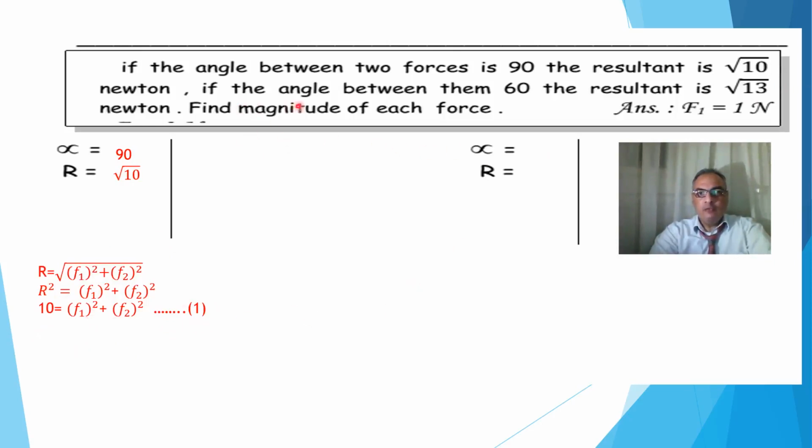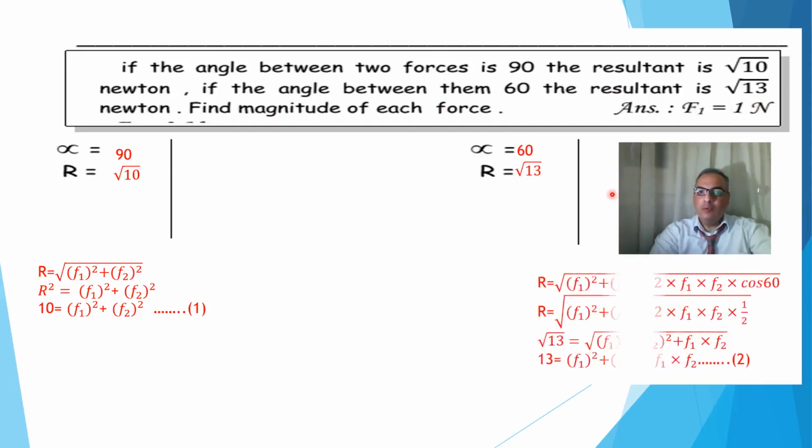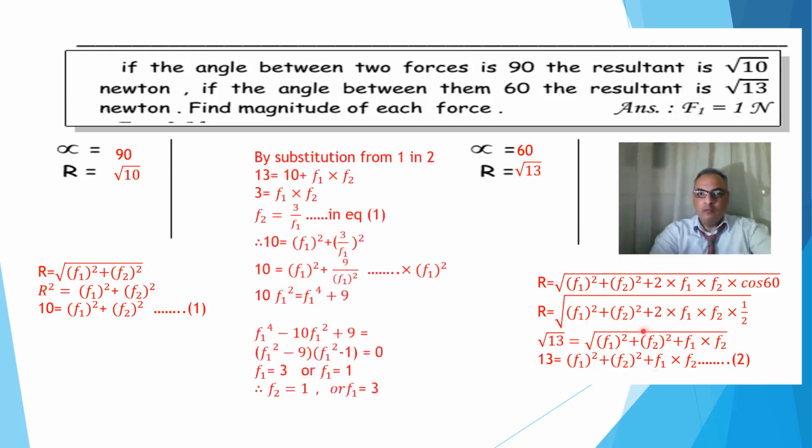Second case, if the angle between two forces is 60, the resultant will be root 13. Write the angle 60 and the resultant root 13 and the formula in general: square root of F1 square plus F2 square plus 2 F1 F2 cosine 60. Cosine 60 is a half, cancel the 2. So the equation will be, by squaring, 13 equals F1 power 2 plus F2 power 2 plus F1 F2. Second equation. By solving the two equations, substitute from 1 and 2.